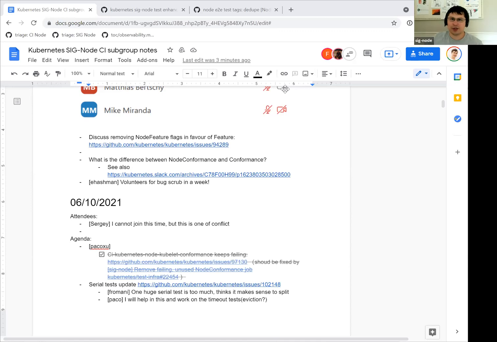I think one optimization this issue suggests is to remove the node alpha feature CPU manager and instead just say alpha in brackets. Okay. Well, I'm not deep enough in those things, so it works for me.